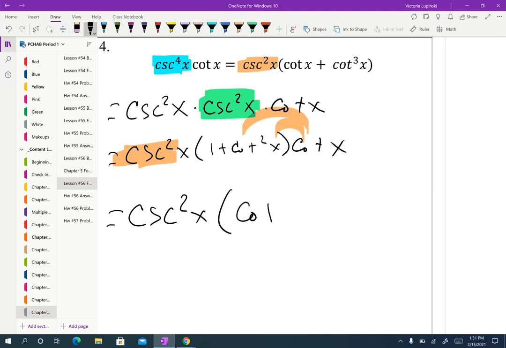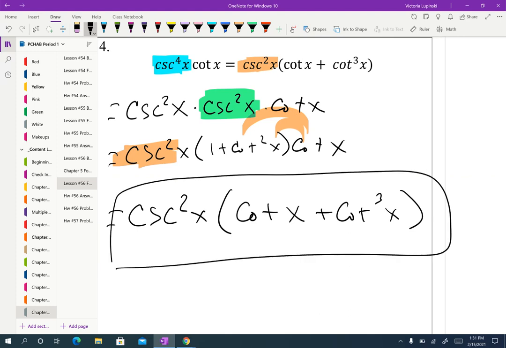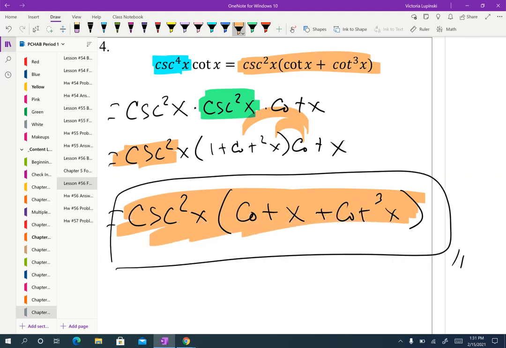You're basically distributing backwards, so 1 times the cotangent, plus a cotangent squared times a cotangent, of course, gives you a cotangent cubed. And again, that is exactly what you were trying to get, cosecant squared times the cotangent plus the cotangent cubed. Just FYI, had you started on the right side, it actually would be this exact same proof in reverse. It would be the exact same number of steps, and it would be equal in difficulty, but perfectly acceptable that you could do that.